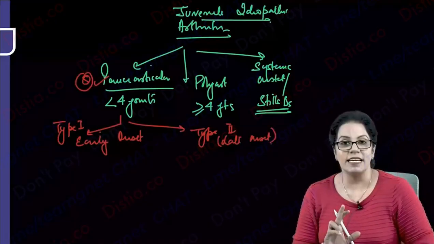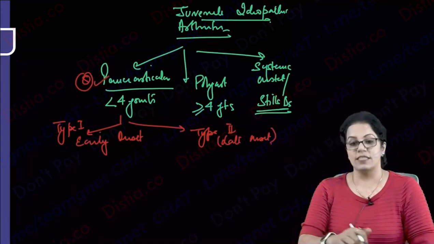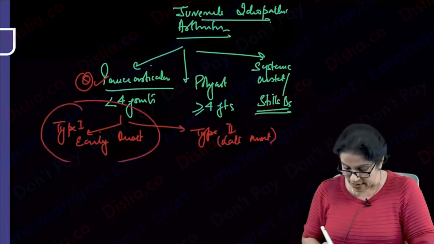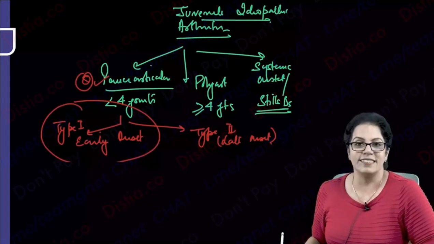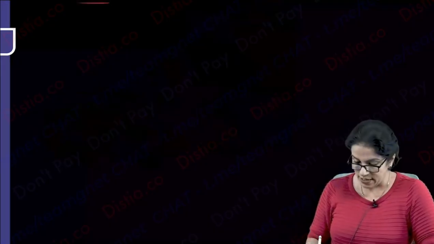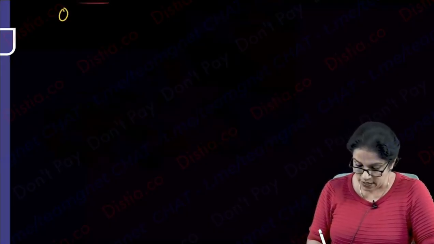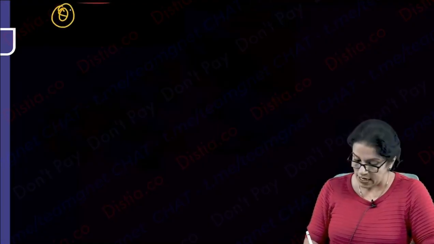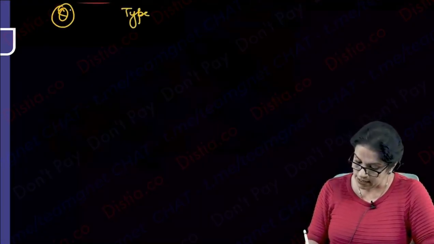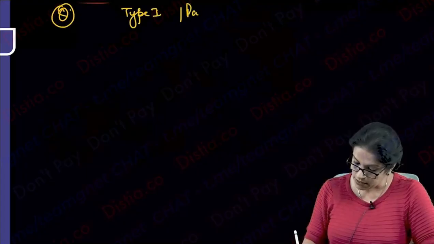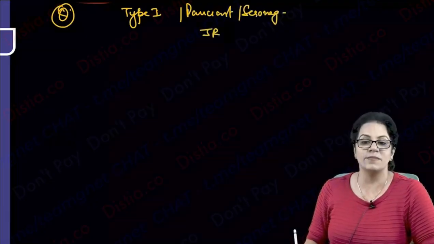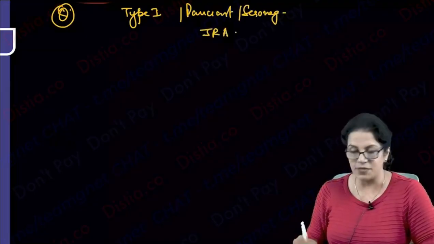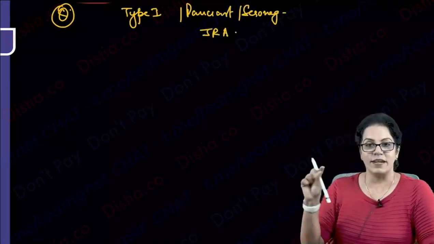Right? Which type of pauci? It is early onset type 1 pauci. This one is associated with uveitis. Okay? Done? Clear? So how are we going to learn now? Which is associated? It is type 1, that is early onset, pauci-articular, seronegative JRA. This is the full description. If you look in your exam questions, you will see this is how it is given. One of the options is described like this.